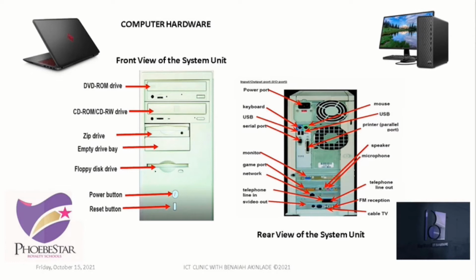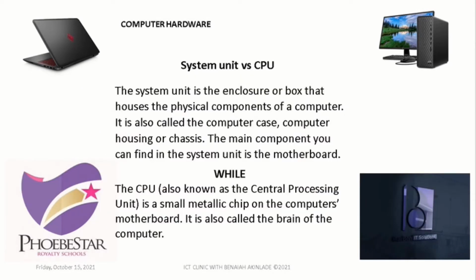These are also found on the desktop system unit. Now, what is the difference between the system unit and the CPU? You see, as we explained earlier, the system unit is the enclosure or box that houses the physical components of a computer. We also call it the computer case, computer housing, or chassis.